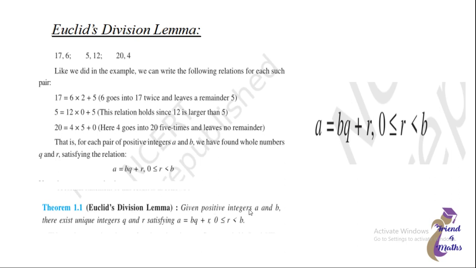Given positive integers a and b, there exist unique integers q and r satisfying the equation a equal to bq plus r, where r is greater than or equal to 0 and less than b, where q is the quotient and r is the remainder when dividing a by b. Okay.